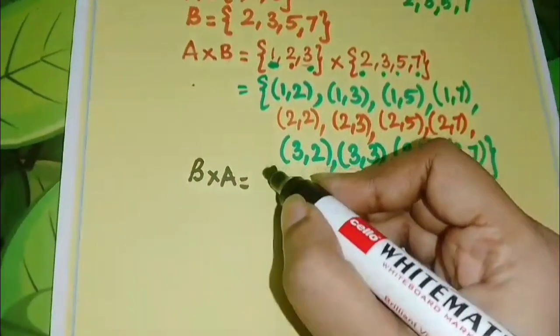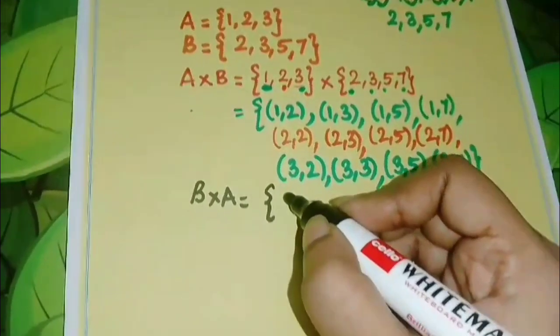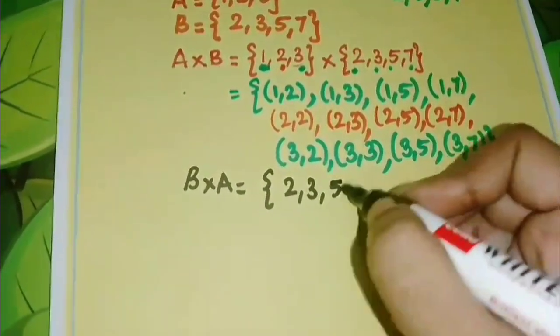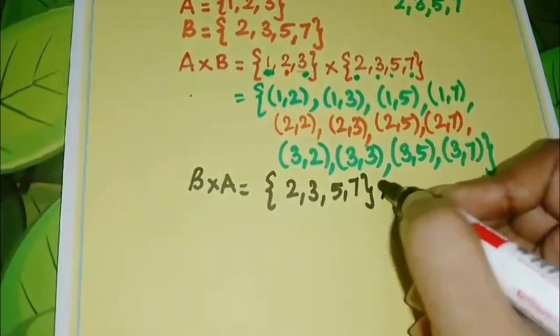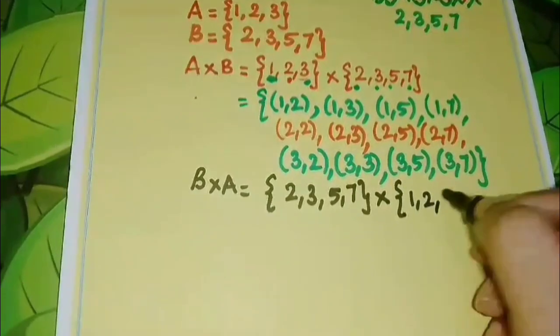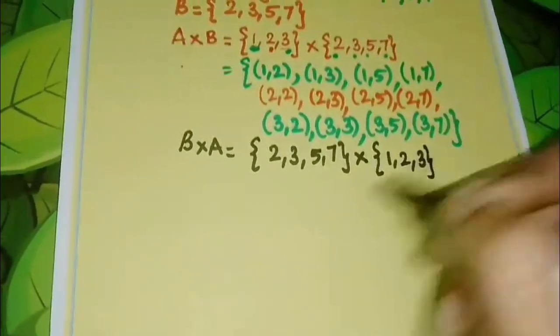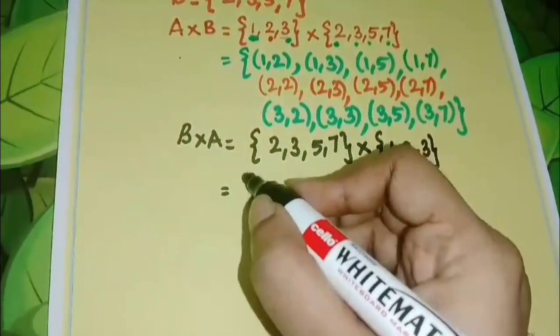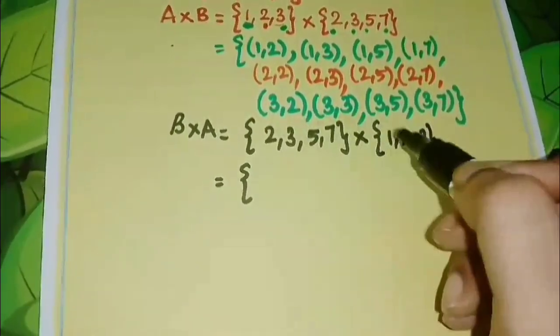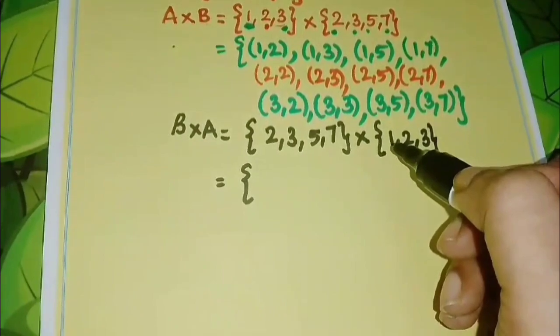So first we are going to write the set B. Set B is nothing but 2, 3, 5 and 7. And next we are going to write set A. Set A is nothing but 1, 2 and 3. Now we are going to form the set of all ordered pairs in which the first element is going to be from B and the second element is going to be from A.